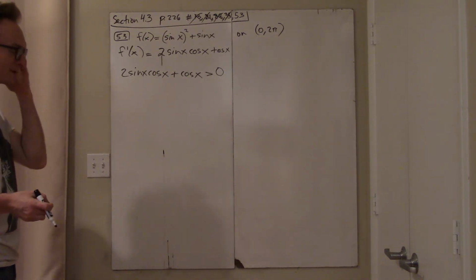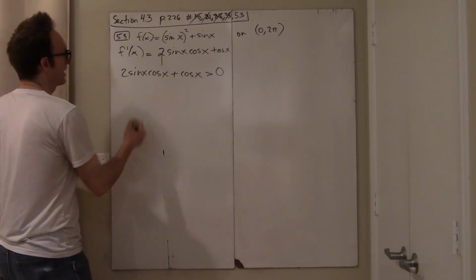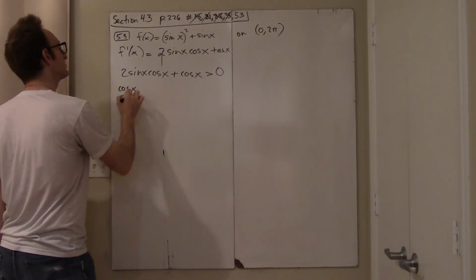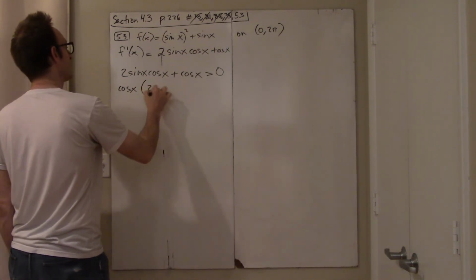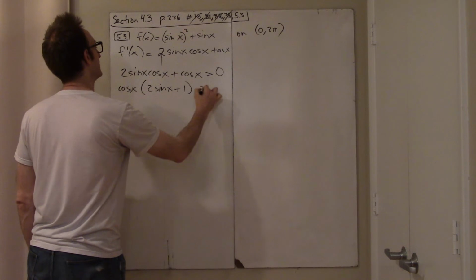We did a lot of problems like this, but it's been a while. I think I did one like this in the video, so let's go. Here is, I think, the simplest method. First we factor, so we get cosine x times 2 sine x plus 1 is positive.